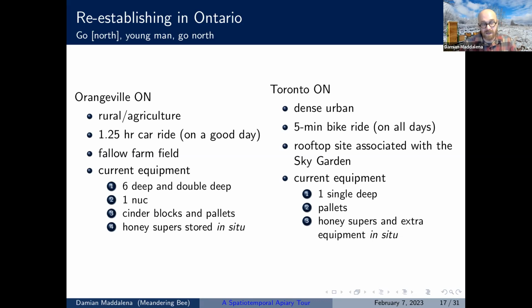Toronto, of course, is dense urban. It's a 5-minute bike ride. I love it for that reason. It's a rooftop site associated with what's called the Sky Garden. It sits on Galbraith Hall. That garden predates my being up there, and I actually took over a couple colonies from a former beekeeper up there. Right now, there's one single deep up there. I'll talk about that when I get specifically to that site. Everything's sitting on pallets on a rooftop, and all extra equipment, honey supers, deeps for brood chambers, are all sitting on site as well, stored and wrapped up where appropriate.